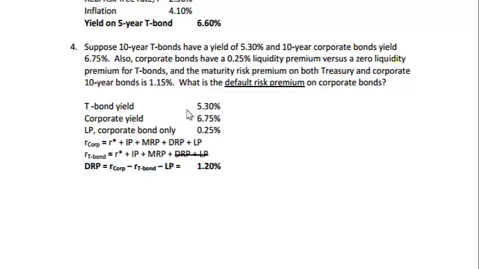So if we go down to the solution again, we've got the treasury bond yield of 5.3, the corporate bond yield of 6.75. When we set the corporate bond equal to 6.75 and the treasury bond equal to 5.3, we see the difference of those two bond yields is 1.45%. So we have 1.45% is the difference, right? The return on the corporate minus the return on the treasury bond, minus our liquidity premium, which is 25 basis points, and that would suggest the remainder, the default risk premium, is 1.2%.